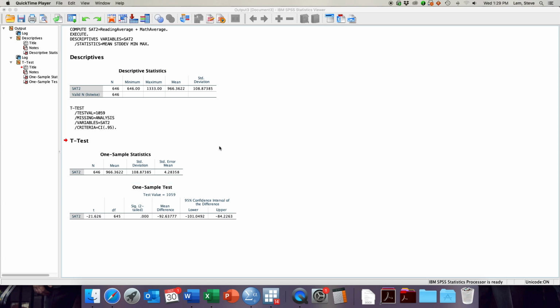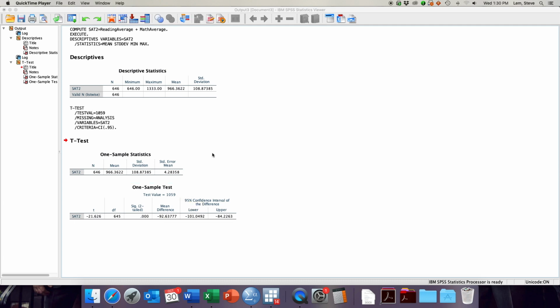To calculate that, if we were to do this by hand, we would take our sample mean of 966.36 and subtract 1059. That would be our numerator, and it gives us a difference of negative 92.64. So the numerator would be negative 92.64, which is simply the mean of our sample minus our test value of 1059.